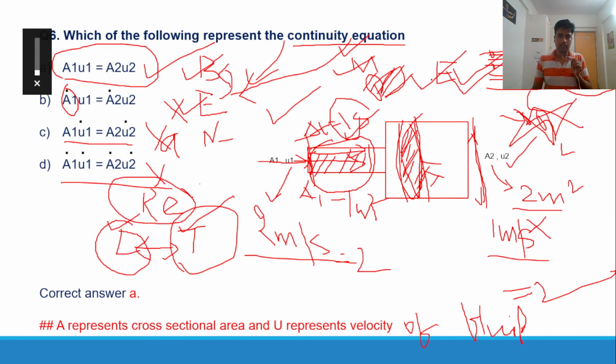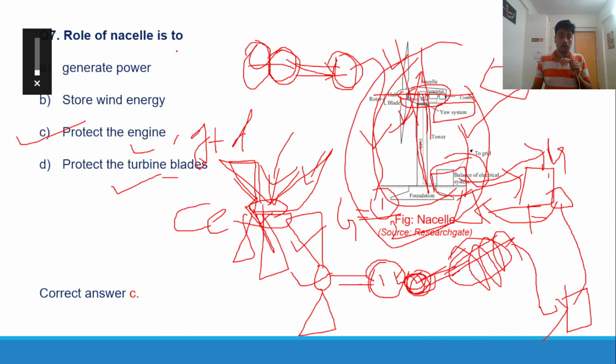We then learned the continuity equation. In the continuity equation, we got to know that cross-sectional area multiplied with velocity remains constant for the whole fluid flow. So this is the continuity equation. Using this equation, Bernoulli and Euler equations are derived. Role of nacelle: we got to know that the nacelle is basically a covering to protect the generator, motor and other gear train drive.